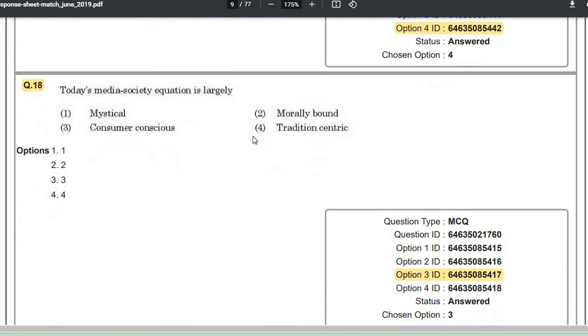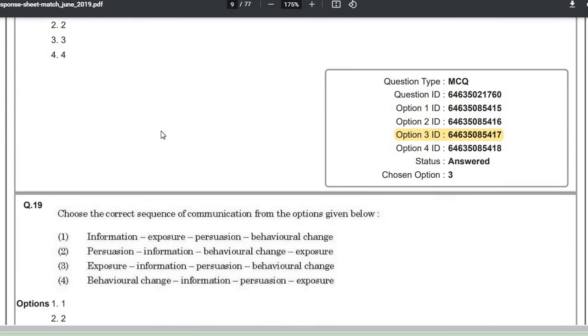Today's media society equation is largely mystical, morally bound, consumer conscious, or tradition centric. Today's media society equation is largely dependent upon the consumer conscious. So option 3 is the answer for this.